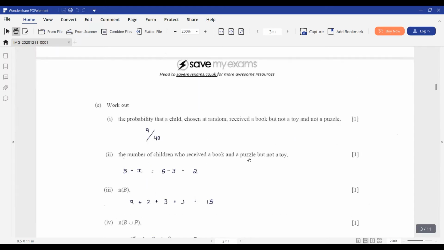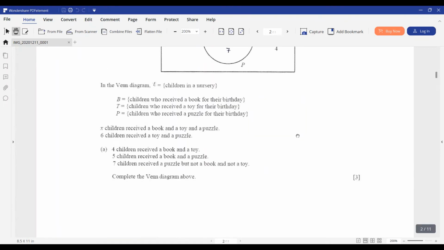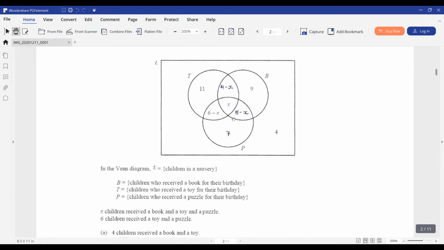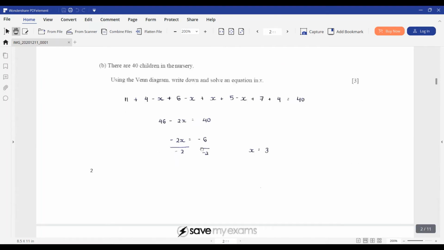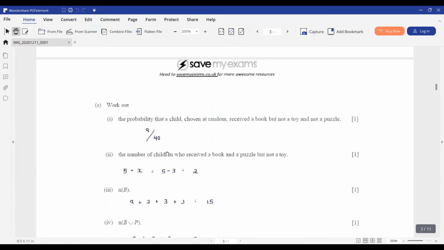Work out the probability that the child chosen at random received a book but not a toy and not a puzzle. So the way we calculate probability is we take the sample size over the total number of children. The sample size is basically what the question tells us. How many children received a book but not a toy and not a puzzle? Those are 9, and the total number of children is 40. So the probability is 9 over 40.